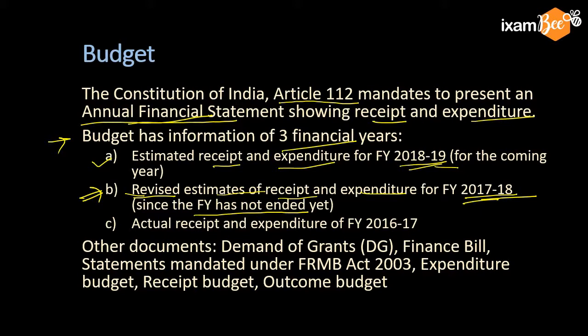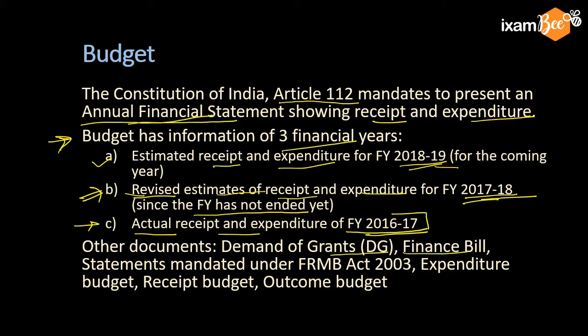Actual receipts and expenditure were presented for financial year 16-17. The financial year ended in March 2017, and after some time all data is collected and all reports are prepared. So actual statements were presented for year 16-17. So this is clear that the budget has information for 3 financial years.